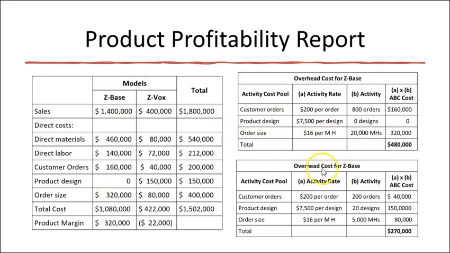I think I got my names mixed up here. Sorry about that. Total sales of $400,000, direct material of $80,000 and $72,000, customer orders of $40,000, product design of $150,000, order size of $80,000. Altogether, though, the total cost is $422,000 against sales of $400,000. Oh, we're losing money on this product. Losing money on a product? Well, this gives management some excellent data to start evaluating some strategic changes within our product lines.